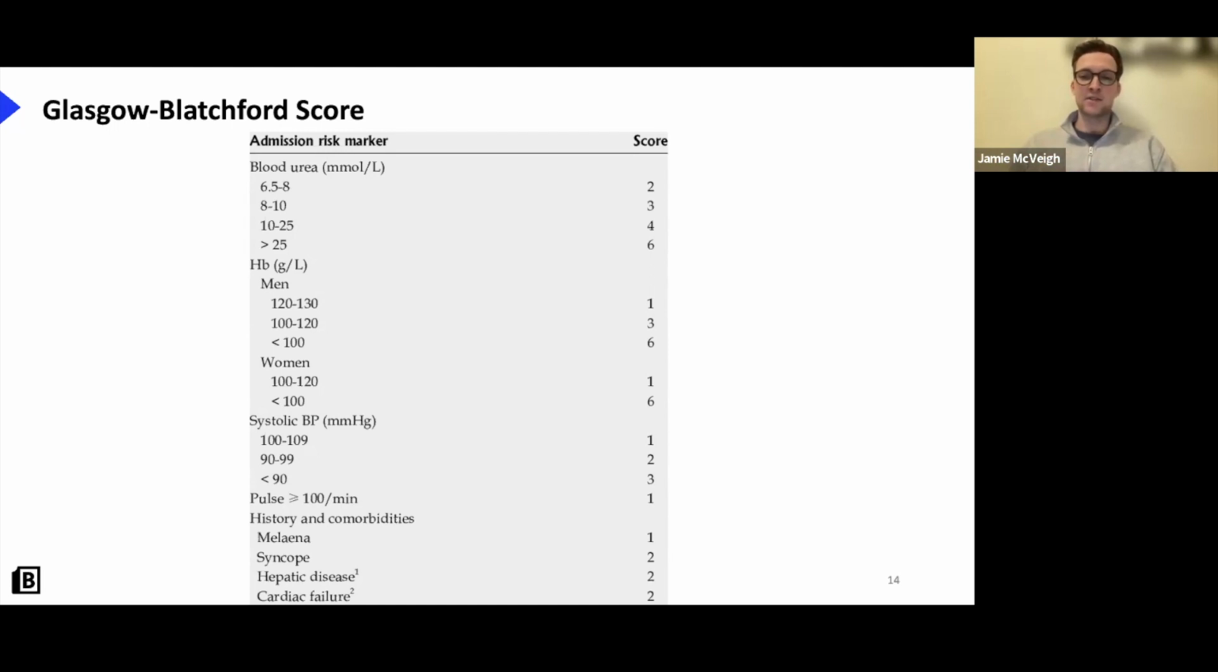It's a fantastic tool. So this guy, you note that his urea on his bloods is 12. He has a hemoglobin of 84, as we said, and his systolic blood pressure was 84, pulse was over 100, and he's got melena and he's got hepatic disease. Okay, so he is scoring very, very, very high. Okay, and needs an urgent OGD once he's stabilized.